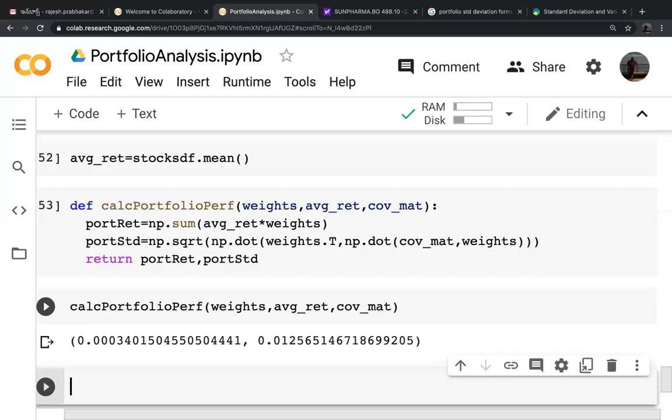We are just checking whether the function is written properly or not. You can give any weights, average returns and covariance matrix to this function and calculate the performance of any portfolio. All of you got this? I just did what we did above and put it in a function called calculate portfolio performance, so that in future you can use it for any type of portfolio performance evaluation.